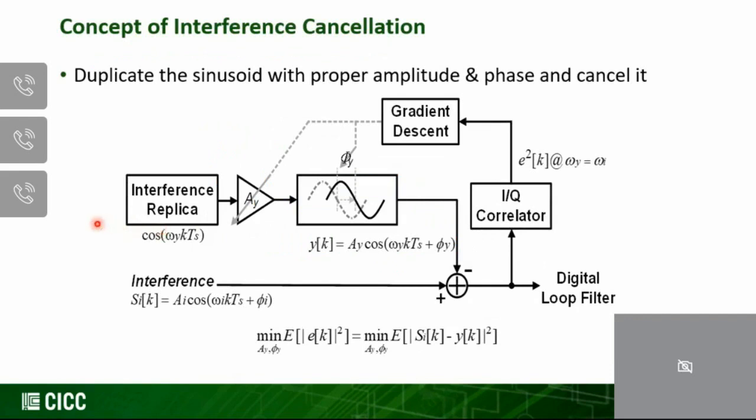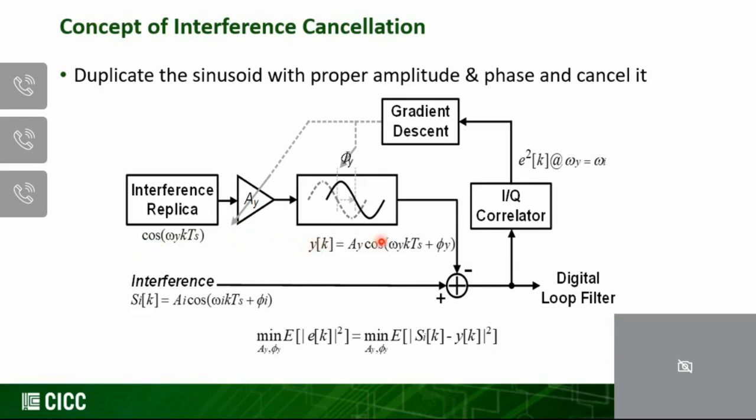So in reality, the way that we do it is that first we need to duplicate that spur source. In this case, because we are only focusing on a single spurious tone, what we have is basically a digital sine wave generator. Here we call it an interference replica. Now that we can generate the frequency of that spur, however, there are still two things that are unknown. One is the magnitude of that sine wave, and the second is the phase of that sine wave.